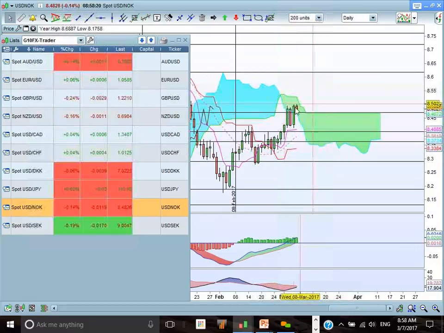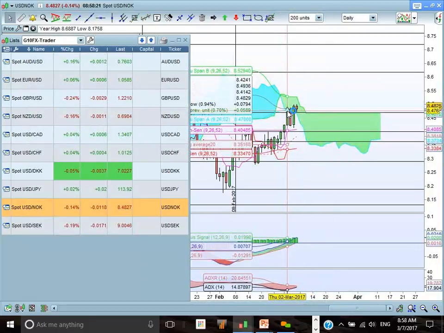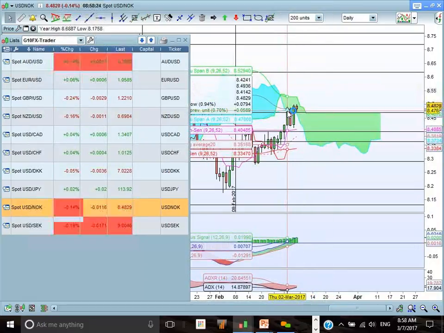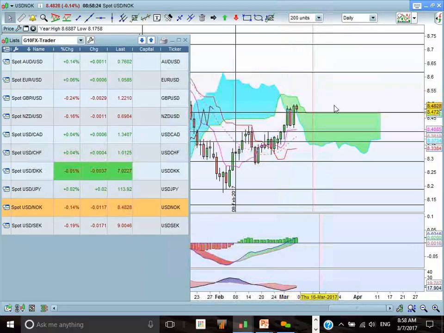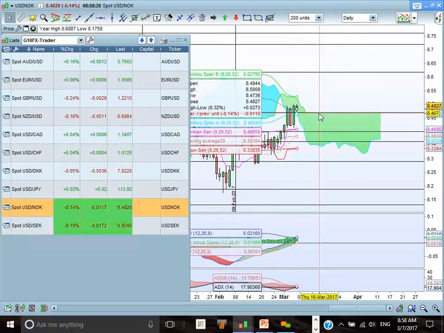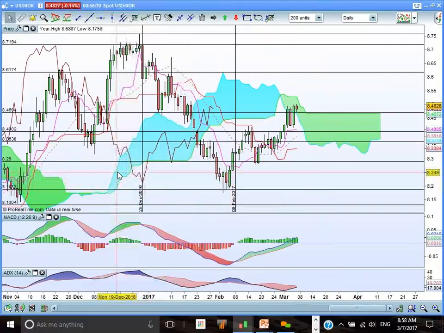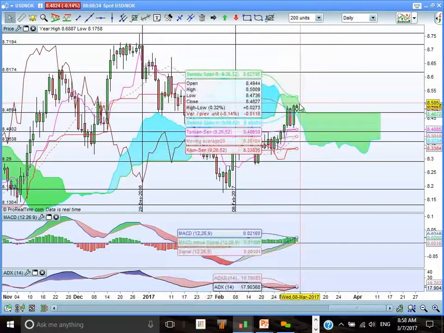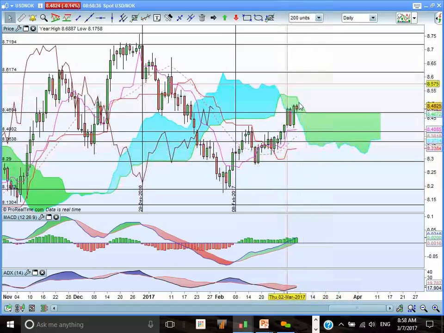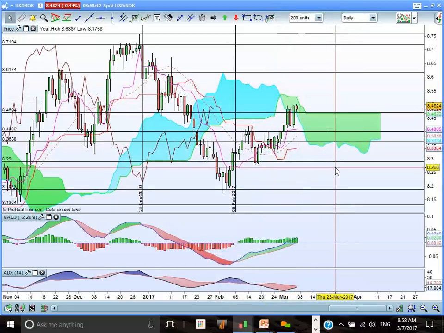US dollar NOK, also fighting cloud chart resistance. Interesting, a lot of the US dollar cross pairs are fighting for cloud chart resistance, and we are looking for either a rebound or a breakdown from this area. Note that the uptrend has changed to a downtrend, so this might just be a short-term relief rally in an overall downtrend. Watch out for resistance to come in here at the top end of the cloud, and if we don't see the rebound, we are going to collapse back down below the cloud.